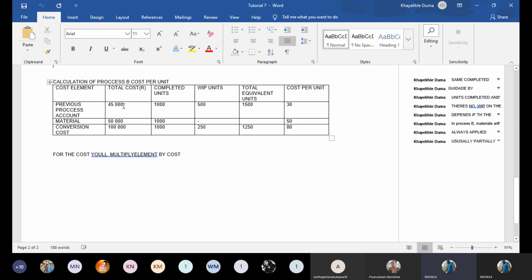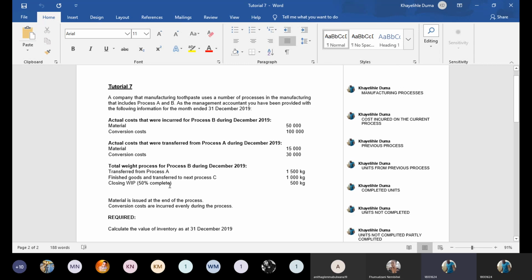Then now you come to the column of completed units. Okay, completed units. On your information, because you're on process B, it tells you the units that were completed. From process A, we transferred how many units? 1,500 units. You see that.